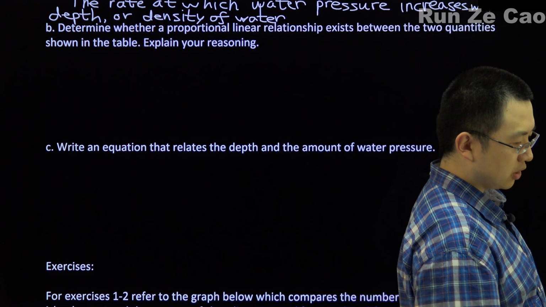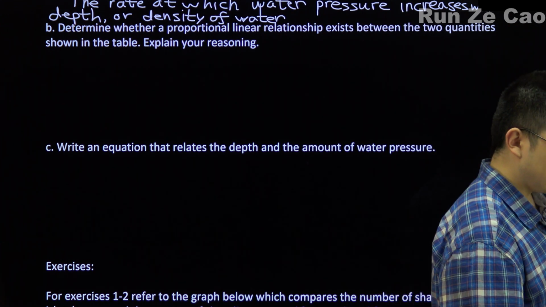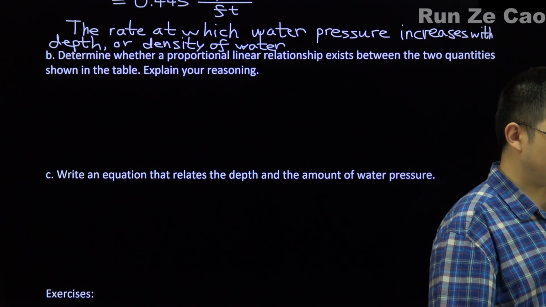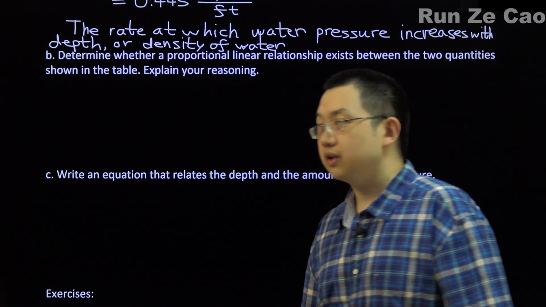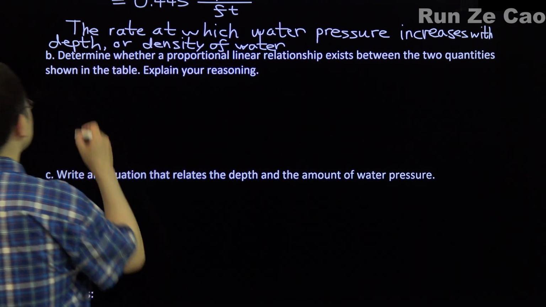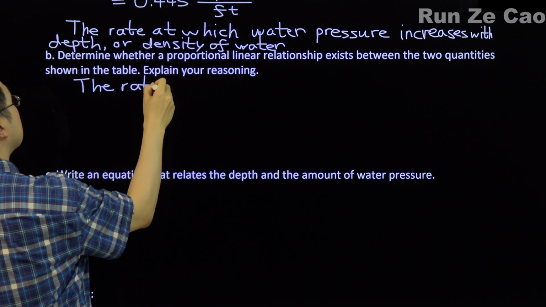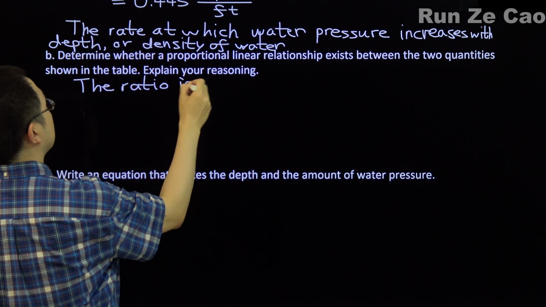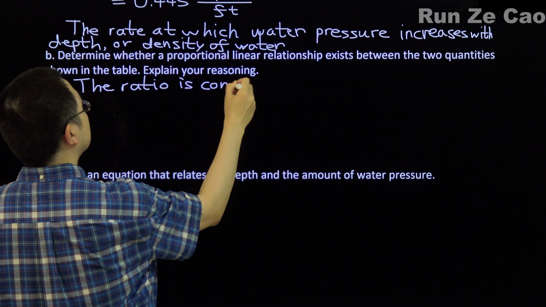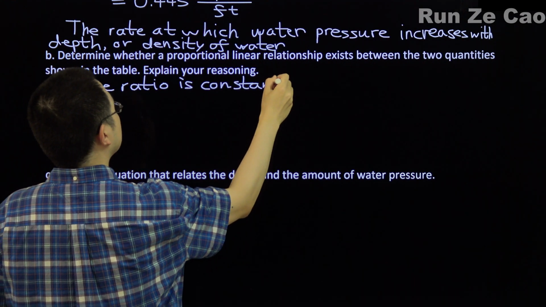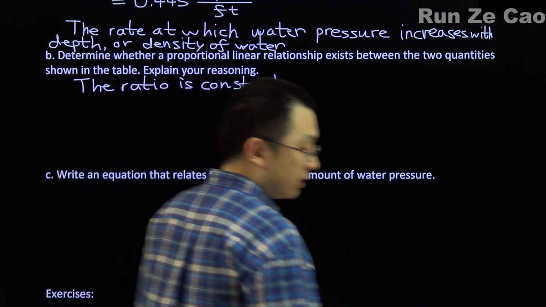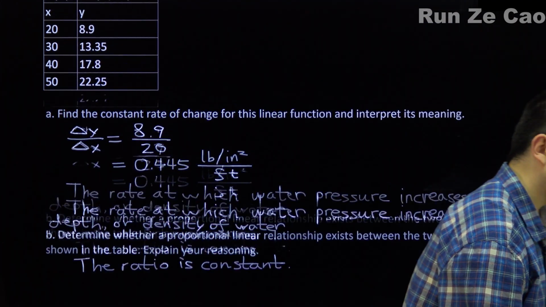Determine whether a proportional linear relationship exists between the two quantities shown in the table. Explain your reasoning. The ratio is constant. Or at the very least, it should be. Let's check just in case.